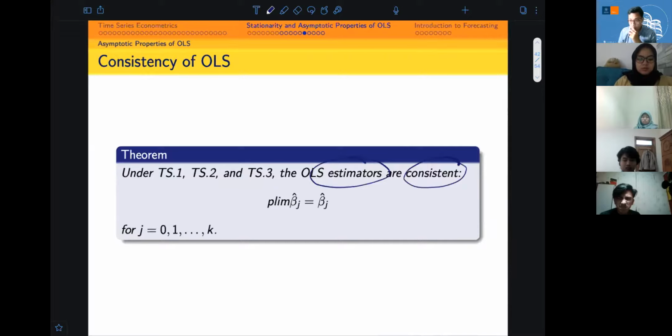Okay, so when we do the cross-section data, recall that we have the idea of unbiasedness. Now, another property of an estimator aside from unbiasedness is consistency. In this particular case, we're not using the unbiasedness property, but we're using the consistency property of a particular estimator. So if you fulfill the first, second, and third assumption, then you're going to have a consistent estimator of OLS. This is kind of like an analogy to the unbiasedness that we discussed for the cross-sectional data.